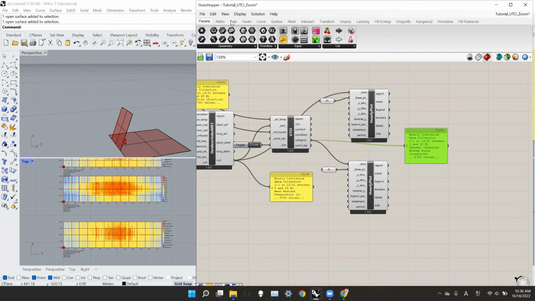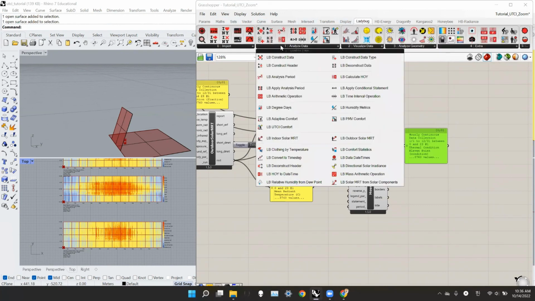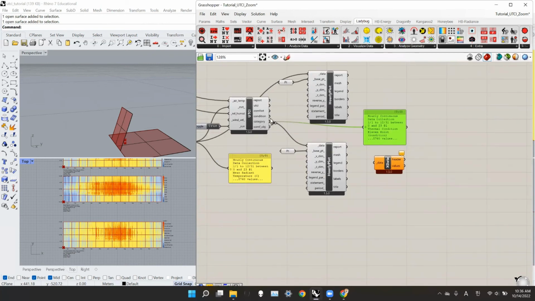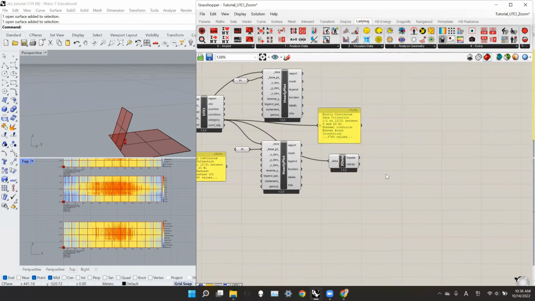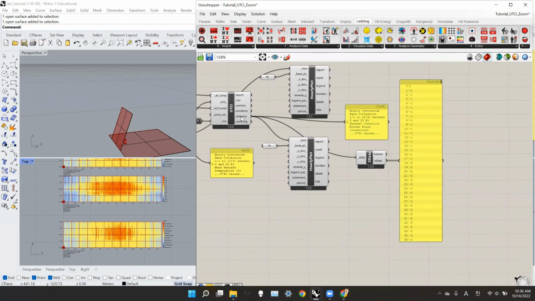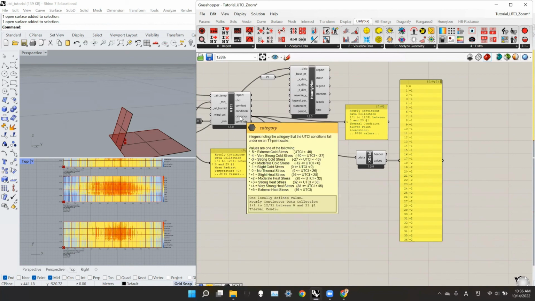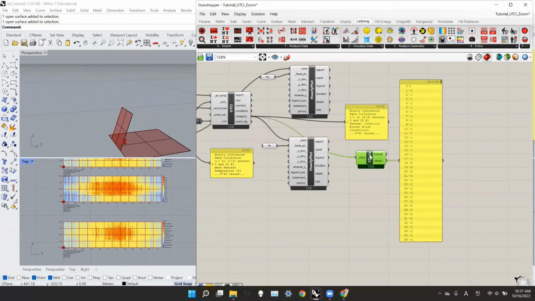But let's try something like this, deconstruct data. Values, okay, it has values. So you can count how many hours you have the zero value for a category of UTCI, which means no thermal stress. Okay, with this component, you can do that.